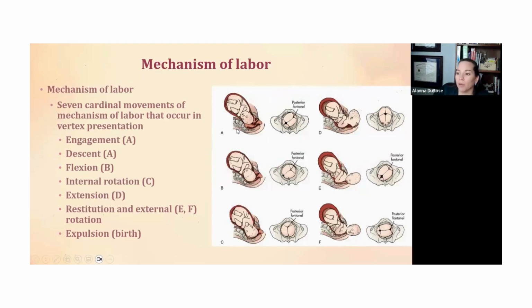But basically, we already talked about engagement. And then we've got the flexion of the head as it curves around the pubic bone. And then internal rotation. So the baby's head will actually turn to fit through the space. And then again, extension as it goes under the bone. And then restitution and external rotation. If you see a delivery, you can see as the baby's head is crowning, it actually turns and rotates at the same time. And then expulsion is birth.